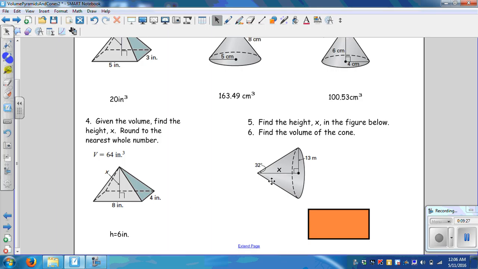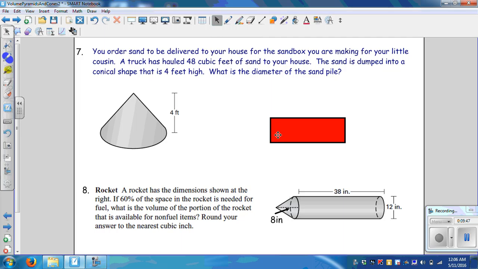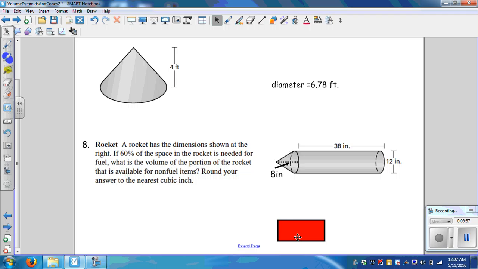Number 5, you're going to have to use a trigonometric ratio. They give you 2 parts here. It says find the height of x, which is 20.80, and finding the volume is 3,681.11 meters cubed. Number 7, the diameter is 6.78 feet. And number 8, 1,799 inches cubed.